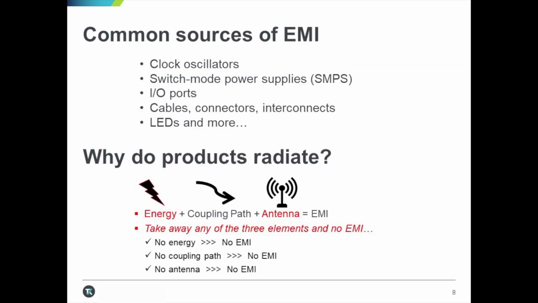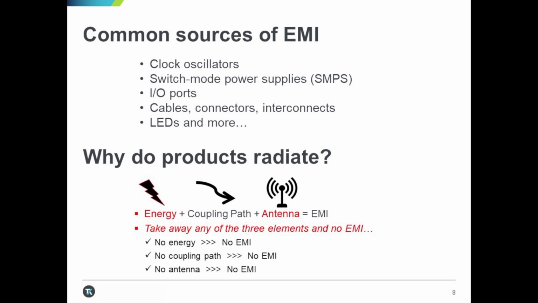Before we begin to troubleshoot EMI, we first must have an understanding of where EMI, or sometimes called RFI, comes from and how it's generated. Some of the most common sources of EMI include clock oscillators, switch mode power supplies, I/O ports, cables, connectors, interconnects, and LEDs even, to name just a few. Switch mode power supplies are quite common sources, and it's natural given that their switching frequencies have been increasing over the years to improve efficiencies.